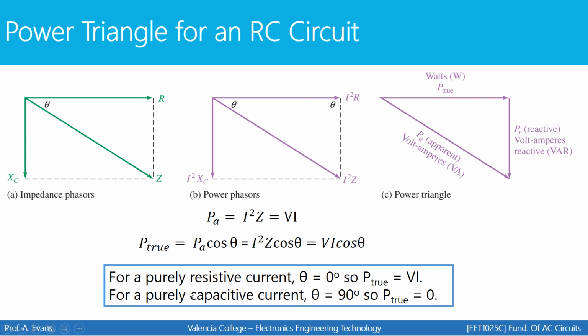So for a purely resistive circuit, so a circuit with only a resistor, theta is 0 degrees. So your true power ends up being I times V. For a purely capacitive circuit, or a circuit with just a capacitor and no resistors, your theta will end up being 90 degrees, and you'll have no true power in your circuit.